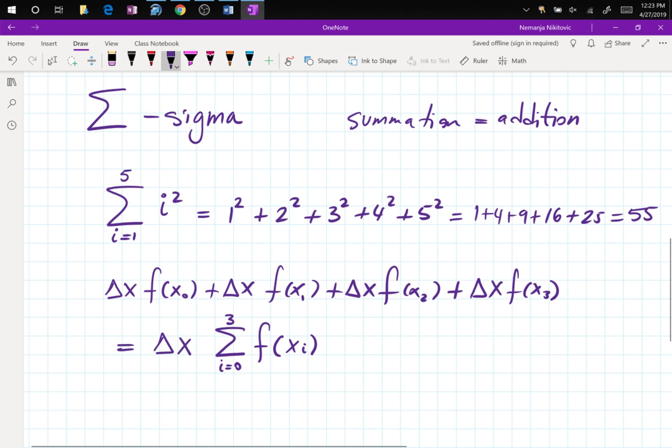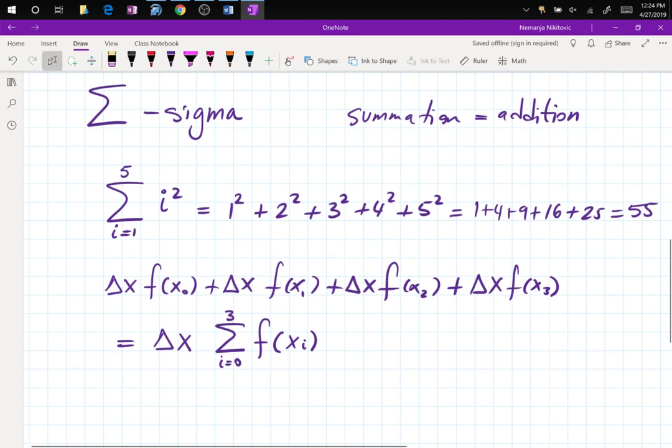There is the same thing for multiplication with the capital pi, right? So if you take pi of I plus 2, then you would have 0 plus 2 times 1 plus 2 times 2 plus 2 times 3 plus 2. So there is a symbol for multiplication as well. Now we're using only addition, so we're good to go.